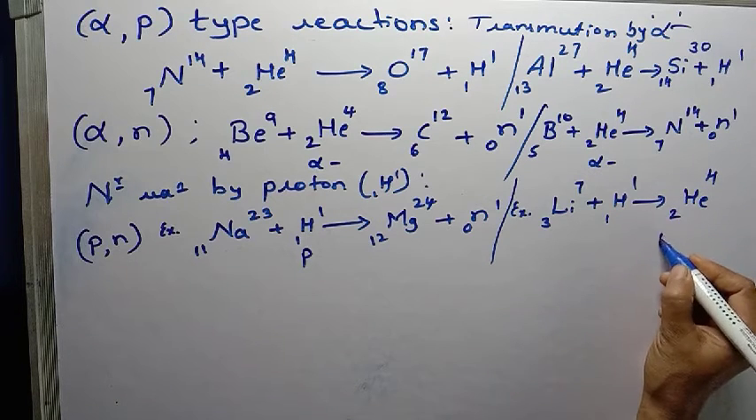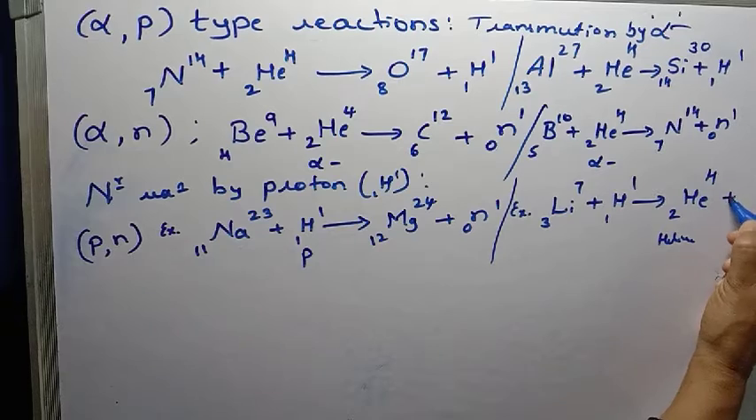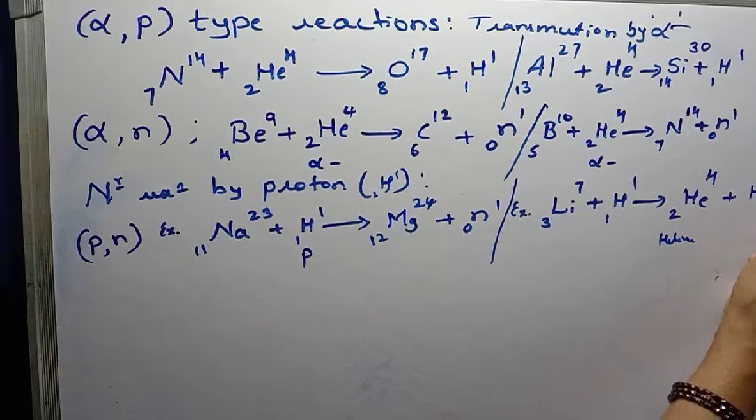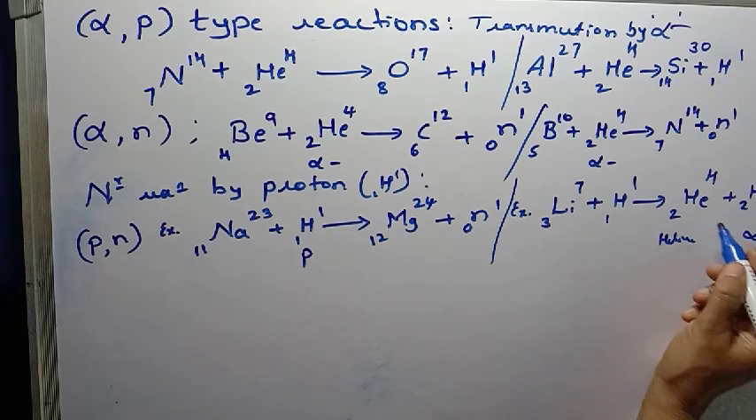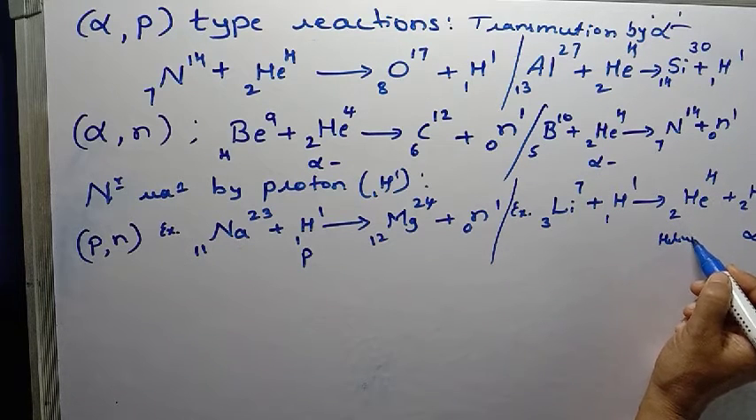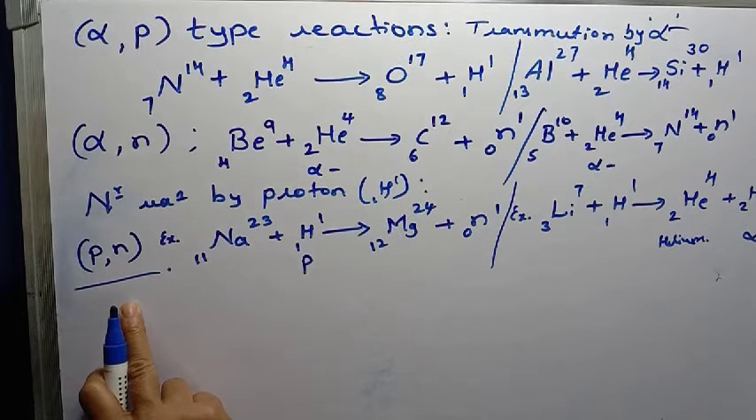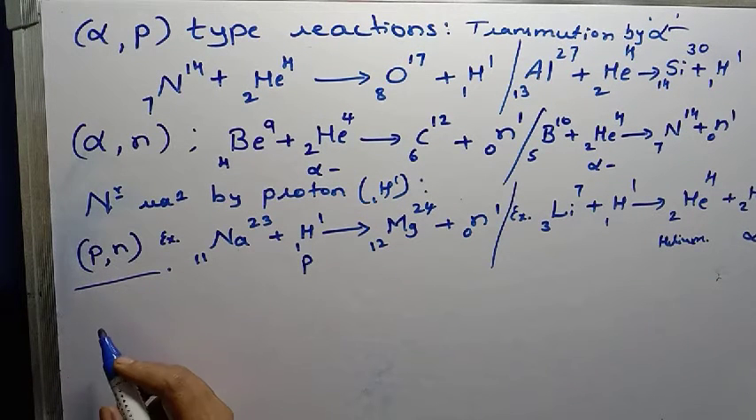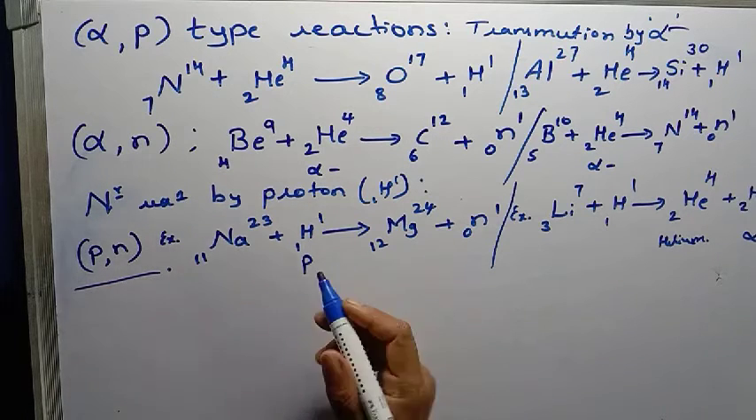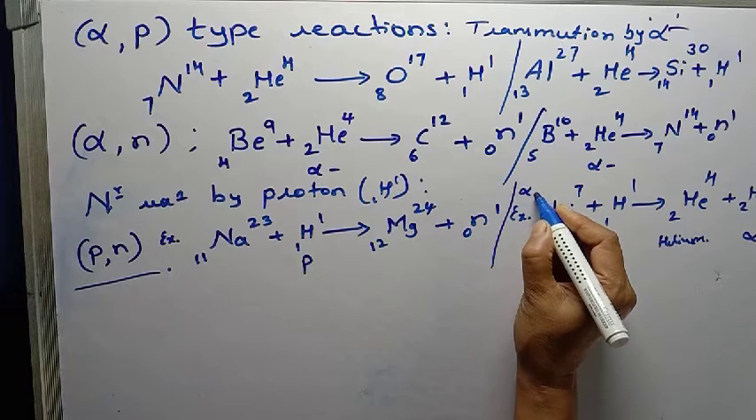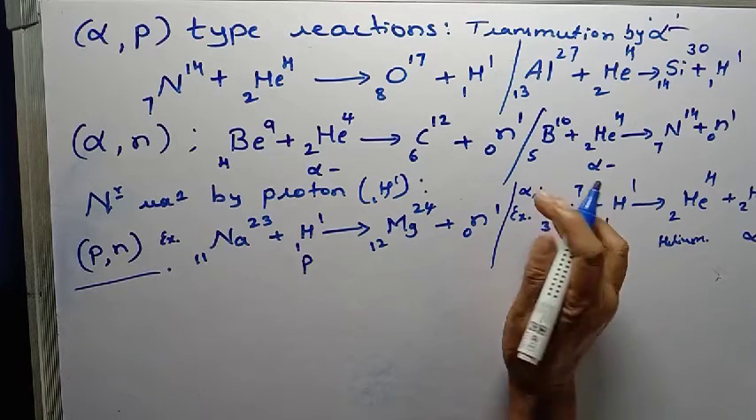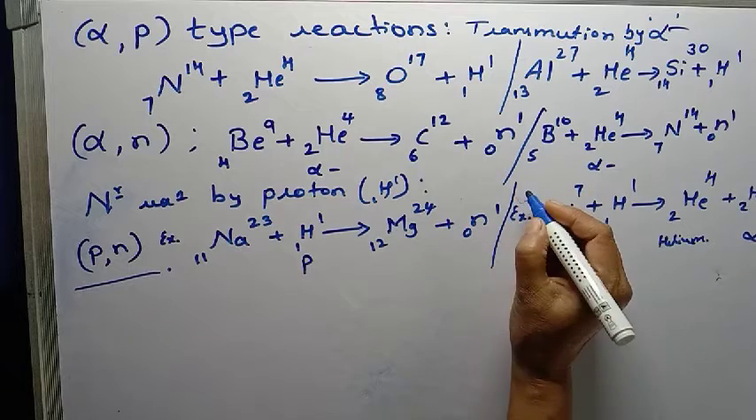Now here it is helium, and another one is the proton. Both are helium atoms, but one is referred to as alpha, not proton. An alpha particle is liberated and helium is formed. So this is the proton alpha type.